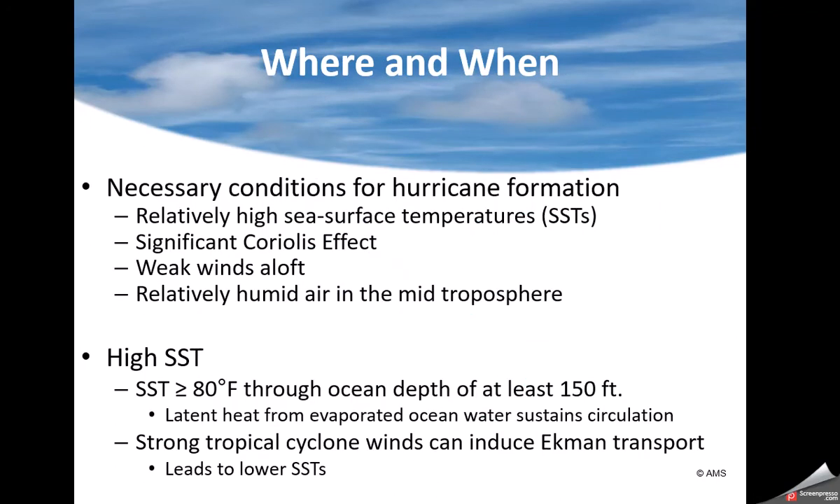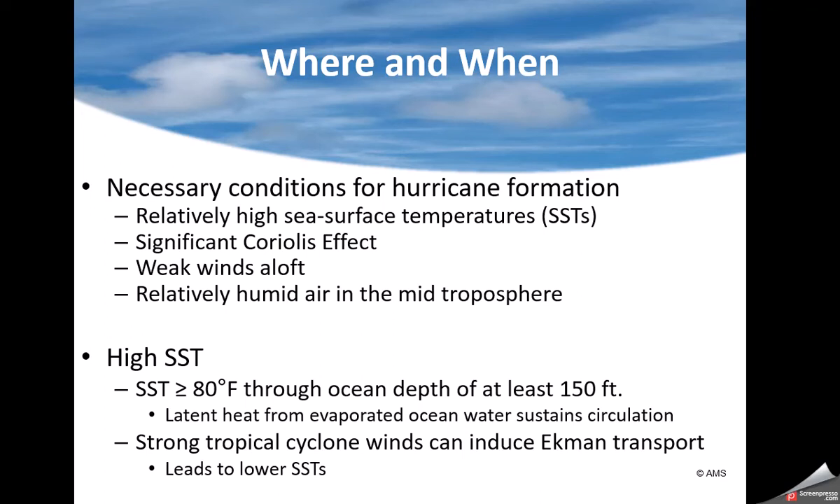So what are some of the necessary conditions? You need high sea surface temperatures. We're talking above 80 degrees. And it's got to be that warm at least through 150 feet down into the ocean. That takes a lot of heating. You're not going to get that further north in the Atlantic, for example, or further north in the Pacific. So these storms develop down in the tropics, maybe along the Gulf Stream. The Gulf Stream is pretty warm, pretty deep.